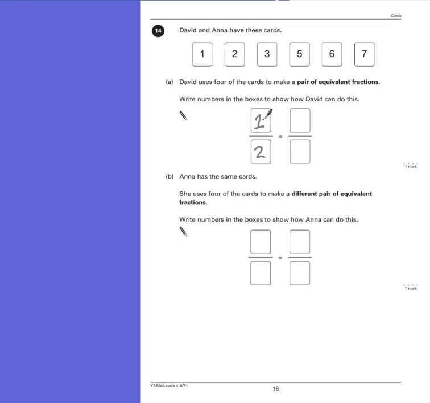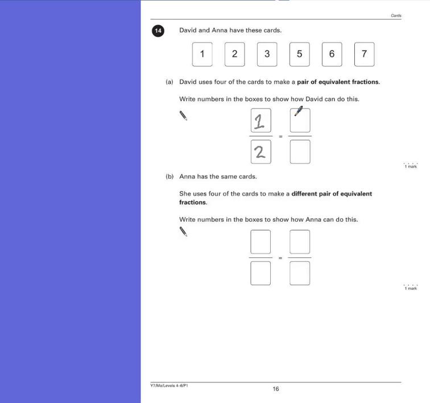If we chose to double both of those numbers, we would end up with a 2 at the top and 4 at the bottom. Now unfortunately that means we've doubled up with the number 2 card. So what happens if we multiply both of these values by 3?